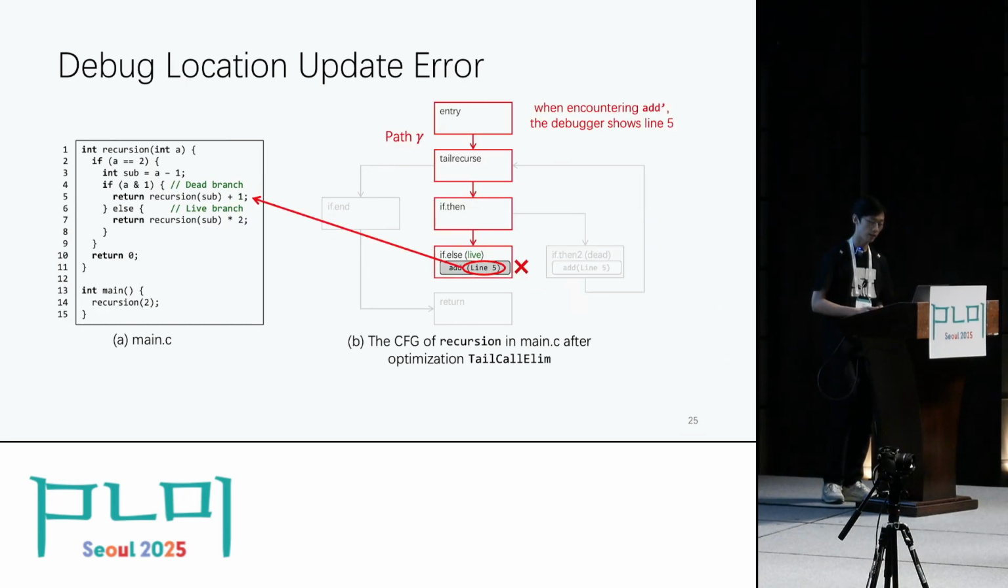Because when the program executes along the path gamma and encounters add prime, the debugger reads the debugger location pointing to line 5 and shows that the program execution enters the dead branch, giving misleading information to users. Such misleading information severely impacts the reliability of the techniques using debugger locations.